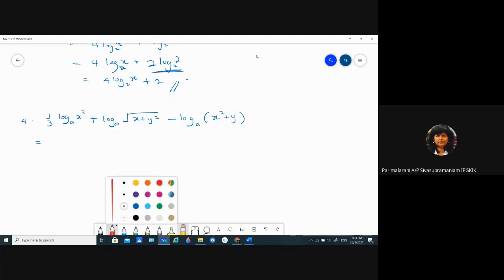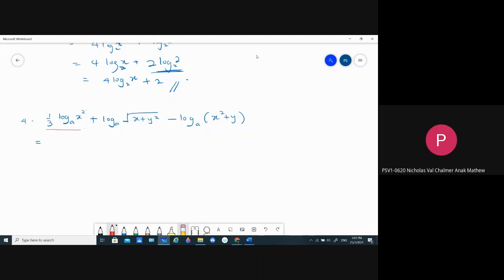This first term here, how do we simplify this? Bring the exponent to the front. So bring this 2 to the front here. So we have 2 over 3 log x base a. Okay. This second term here, how can we rewrite this first? Square root means to the power of 1 over 2. Yes, to the power of 1 over 2.